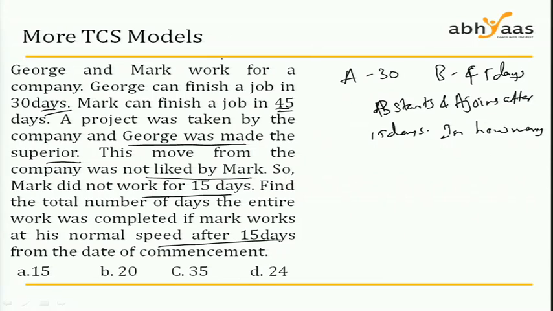What was the question? There were 2 persons, one can do a task in 30 days, the other in 45 days. B starts the work, A joins after 15 days. In how many days can they complete the work? Simple question. They added things about George not liking the company, which are not necessary at all. Now this is a classic TCS problem. This is how TCS makes you fear their questions. One important learning from this problem is never judge the question by its length.